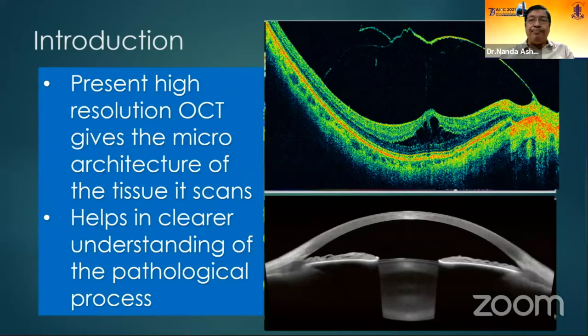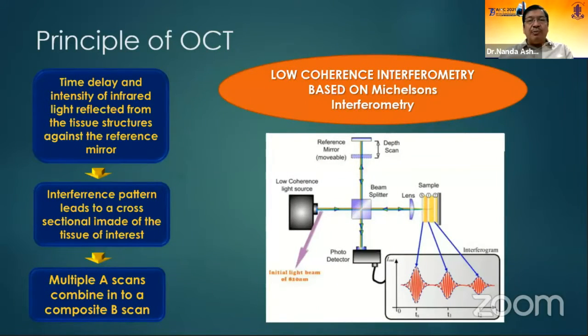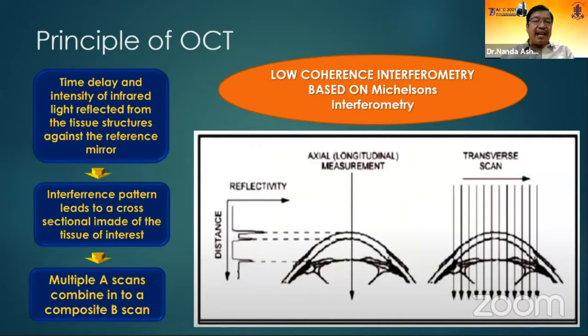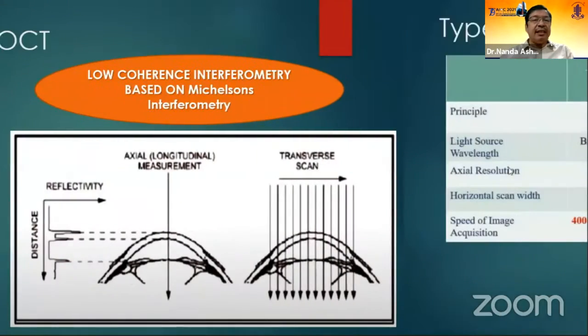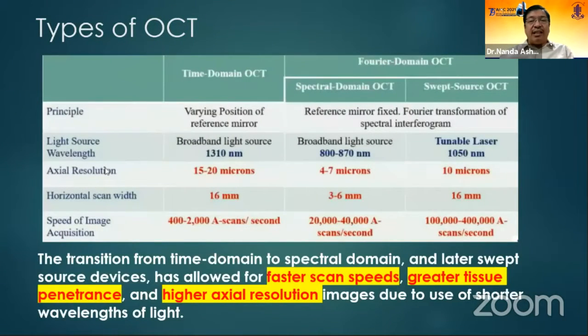We all know about the principle of OCT. It is based on Michelson's interferometry. The reflected light from different layers forms constructive interference once it combines with the light from the reference mirror, and this constructive interference produces multiple A scans, and these A scans then are amalgamated to form B scans to give the OCT scan. As the OCT transformed from time domain to spectral domain and later to swept source OCT, it has allowed for faster scan speed, greater tissue penetration, and higher axial resolution.